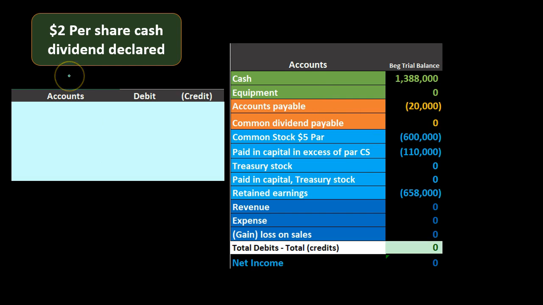What we have here then is a $2 per share cash dividend declared. So this is the point of declaration that we have a cash dividend. The board of directors got together and declared a cash dividend of $2 per share. What that means is that anybody that has the stock, however many shares are out there, should get a $2 dividend for however many stocks they have.